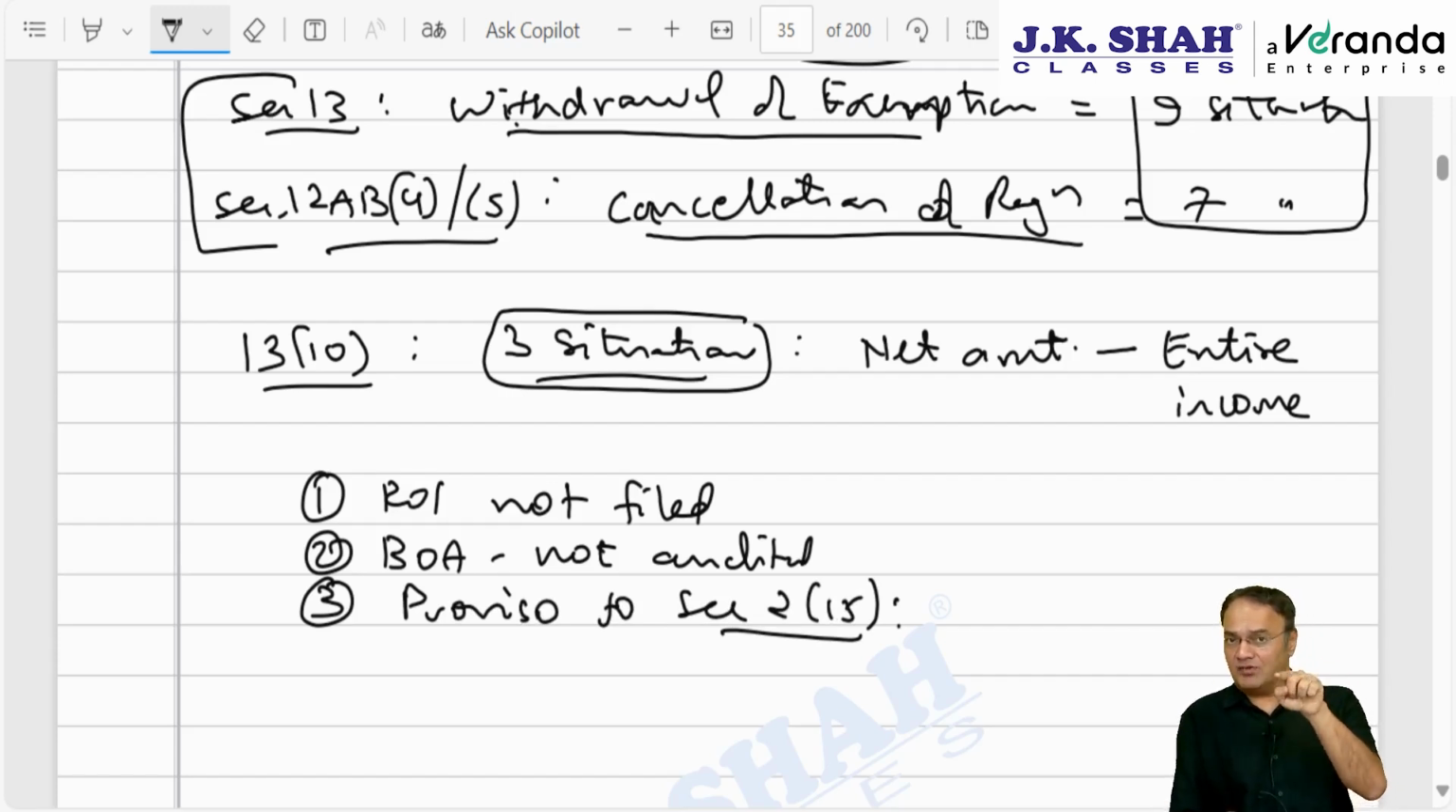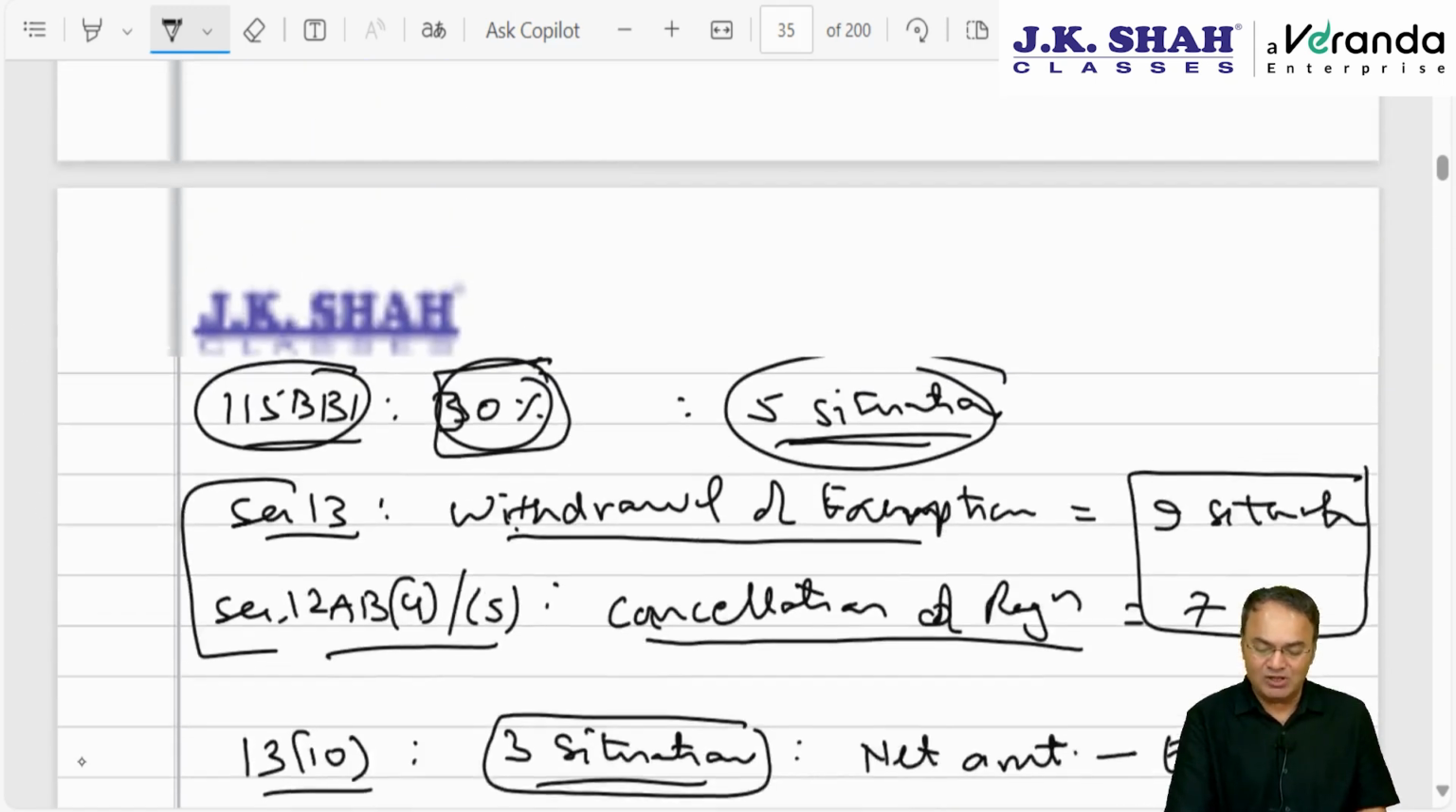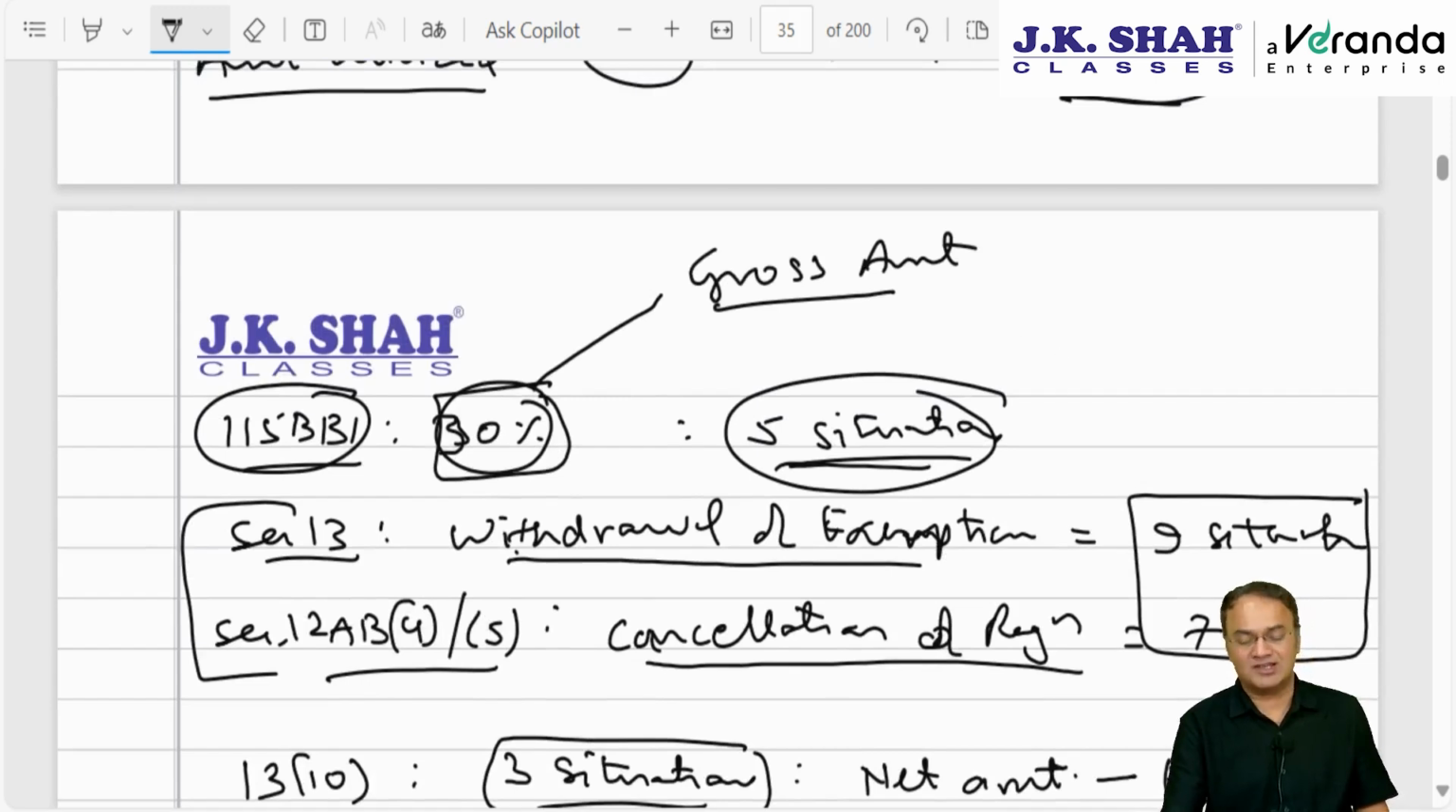Trust is set up for advancement of any other object of general public utility, and in the name of advancement of general public utility, it is carrying on trade, commerce, business, or is providing services by way of charging cess, fees or consideration. And there were 2 exceptions. If 2 conditions are satisfied, then this proviso would not apply. But whenever this proviso gets triggered, here in these 3 situations, entire income of the trust will be taxable. 115 BBI, 5 situations, only some part will be taxable. Only some part will be taxable.